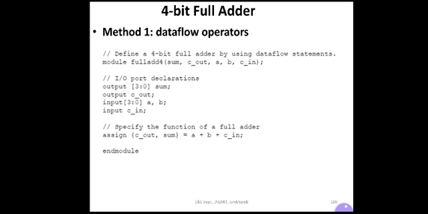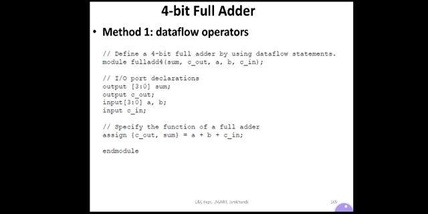In the previous case, to design a 4-bit full adder, we first described a 1-bit full adder, and then we built a 4-bit ripple carry adder. So here we again illustrate two different methods. The first one is on your slide, method 1, using the data flow operators. Here we are going to use data flow statements with two different operators, plus and the concatenation operator.